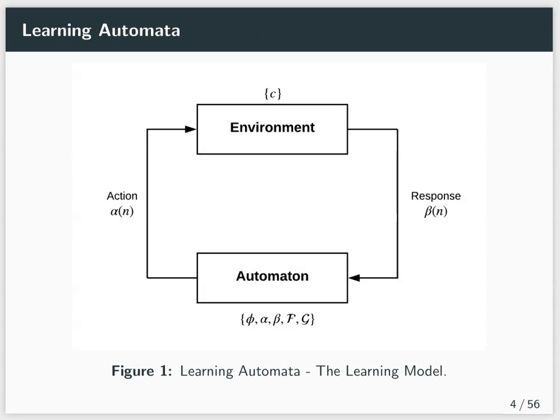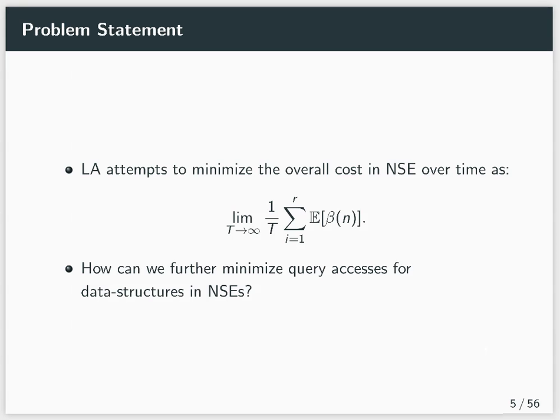The basic paradigm that we use is the environment and the automaton working in a closed loop. The automaton chooses an action, say alpha n, and the environment either rewards or penalizes it, let's say beta n. The environment is doing this using a probabilistic mechanism, and the aim is that the automaton learns the best action which the environment provides.